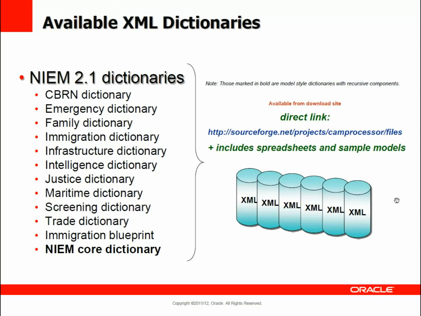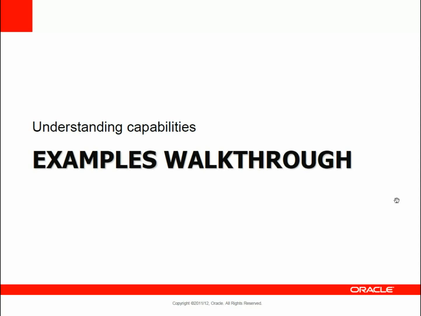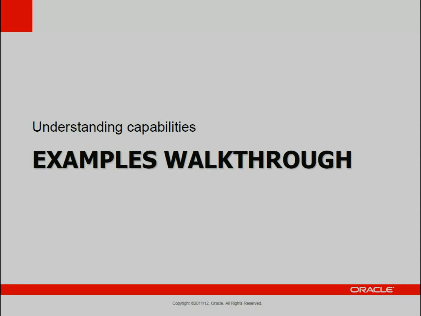Available dictionaries, once again you can go to the SourceForge project and you'll find a dictionary folder there. There's NIEM dictionaries, as you can see here, and then other additional dictionaries as well. So that concludes the process of actually creating dictionaries. Next we're going to look at examples of actually walking through and using these.